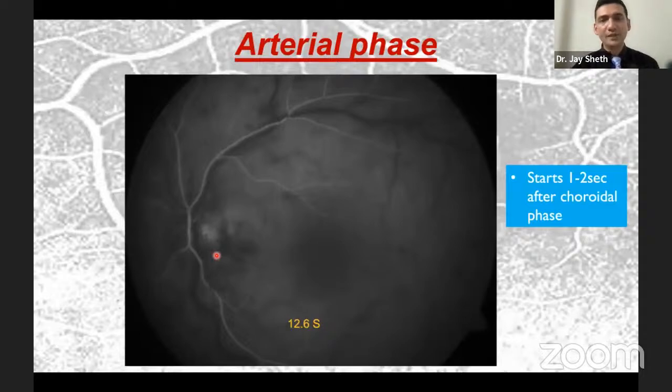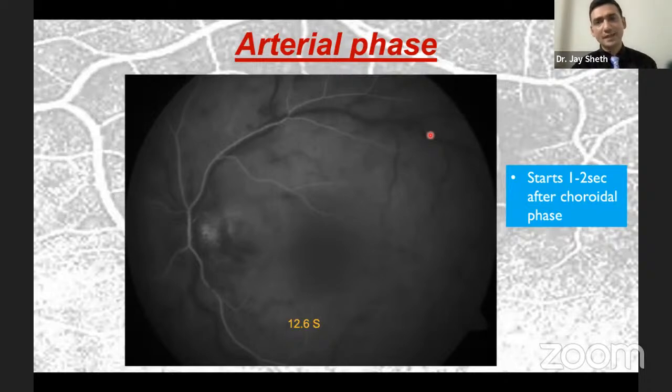Next, we go on to the arterial phase, which usually begins 1 to 2 seconds after the choroidal flush. Here we can visualize the beautiful filling of the dye in the arteries, and at the same time, the veins that are thicker as compared to the arteries are completely dark. The blood has not yet entered the venous circulation. So this is the classic arterial phase.